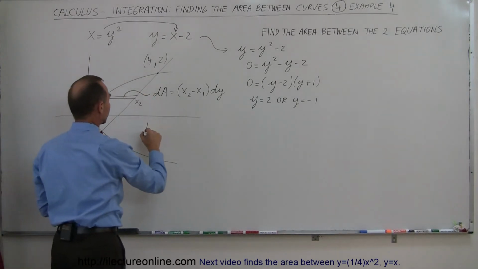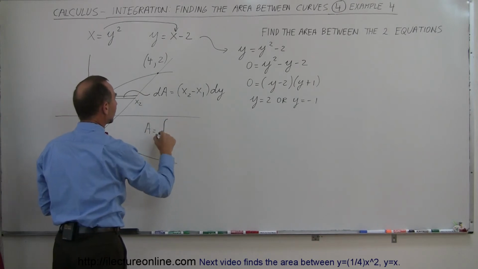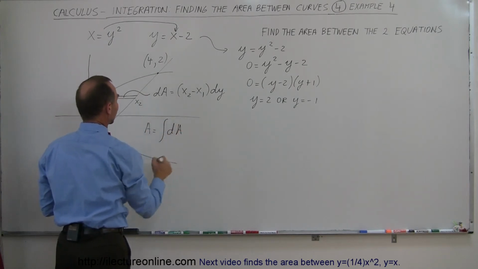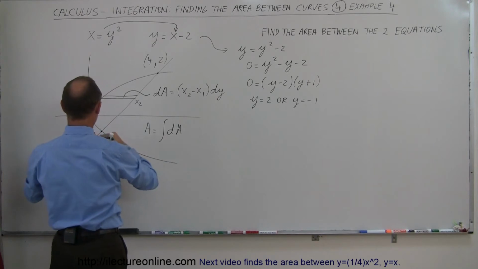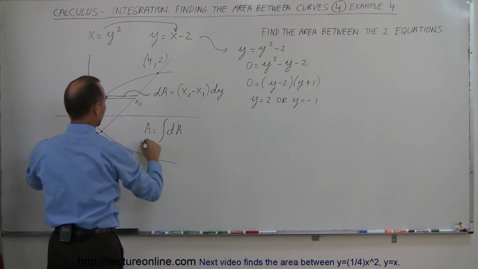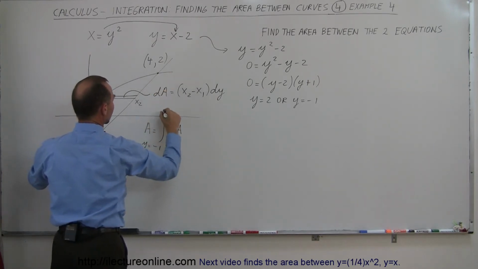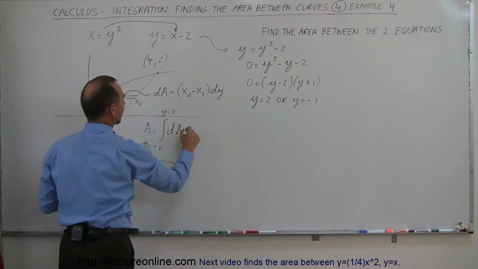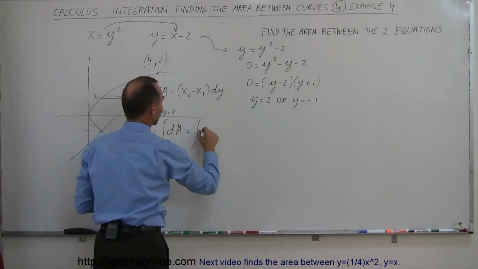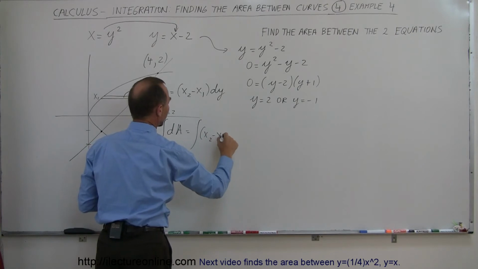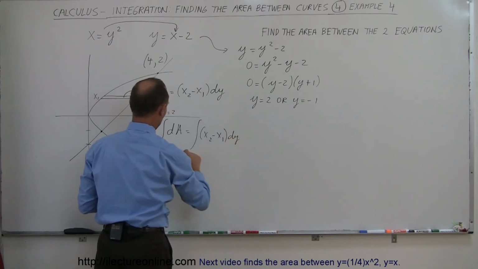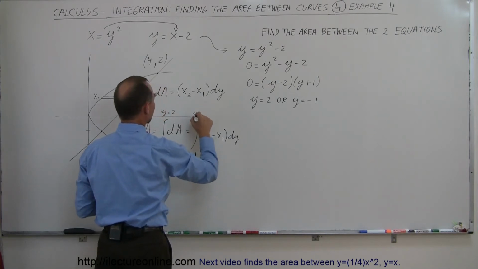So my total area is going to be equal to the integral of all my dA. And of course, I'm going to integrate from y equals negative 1 to y equals 2. And my dA is equal to the integral of my x2 minus x1 times dy, from y equals negative 1 to y equals 2.